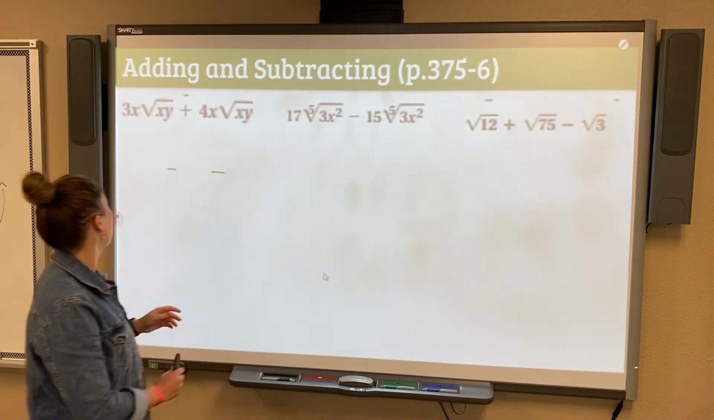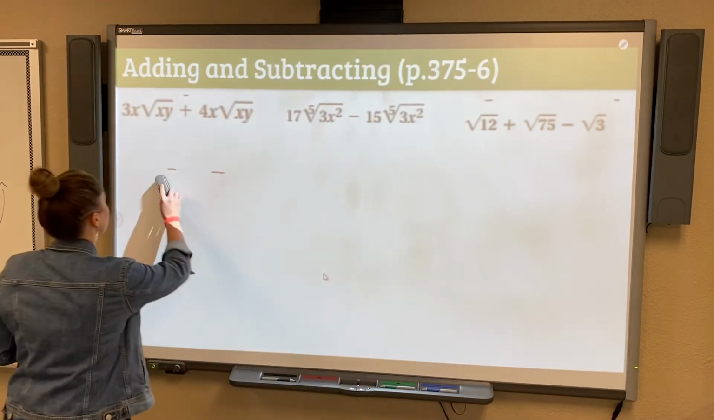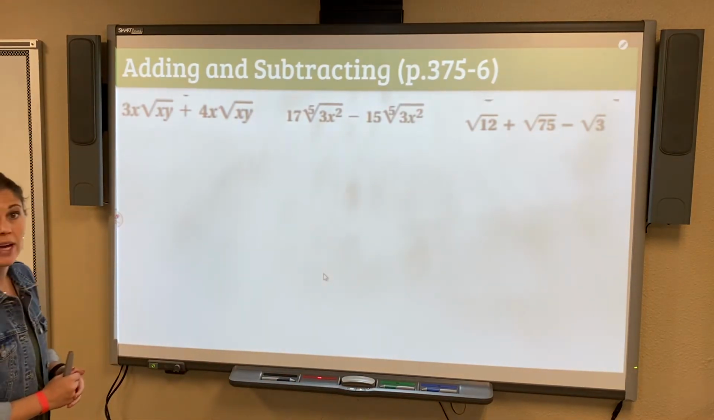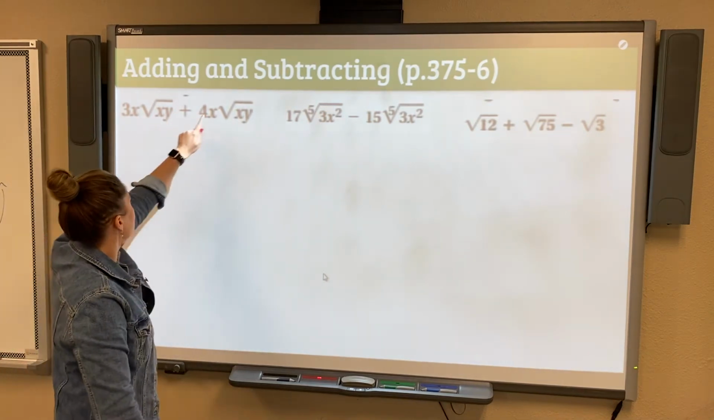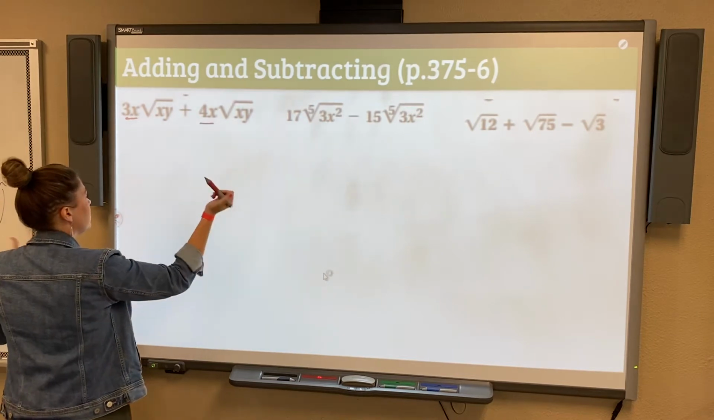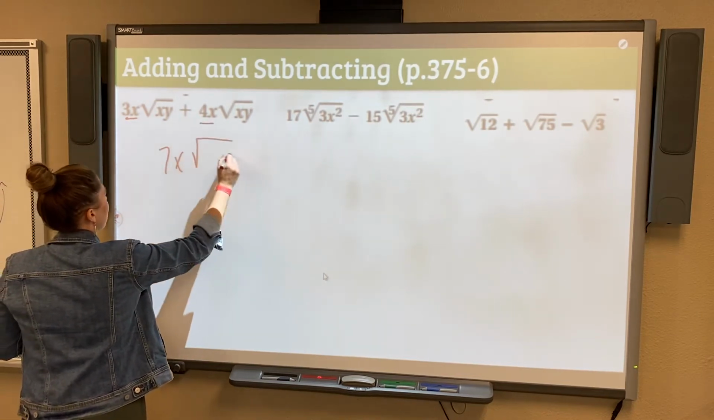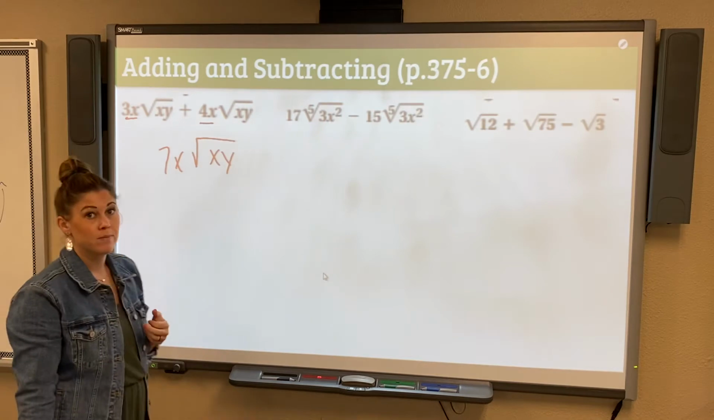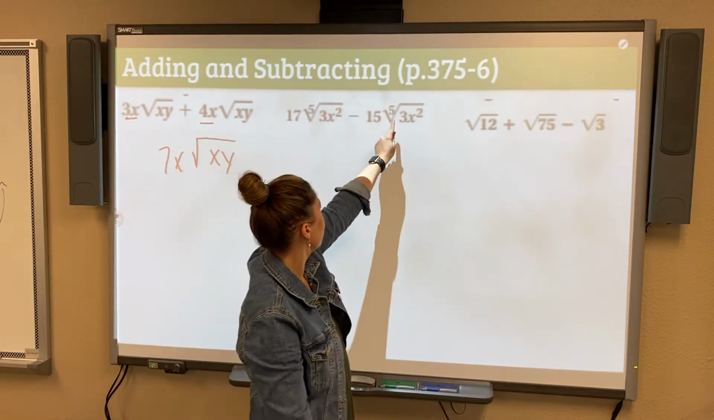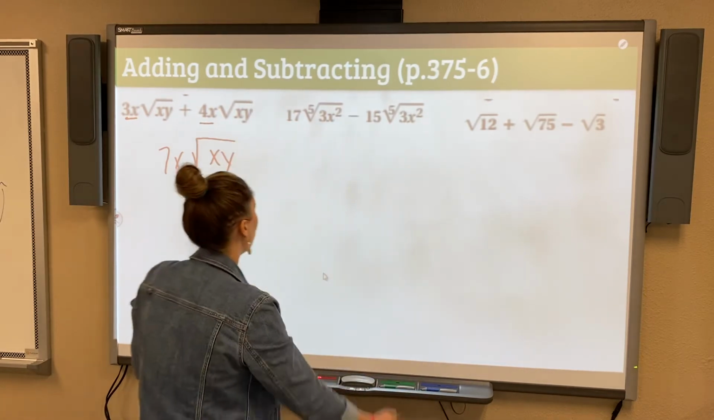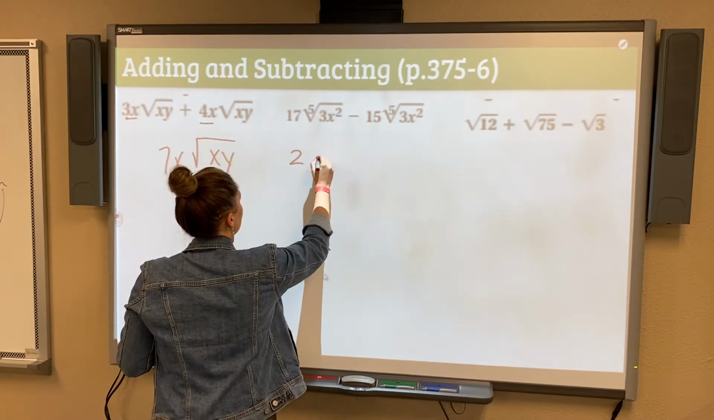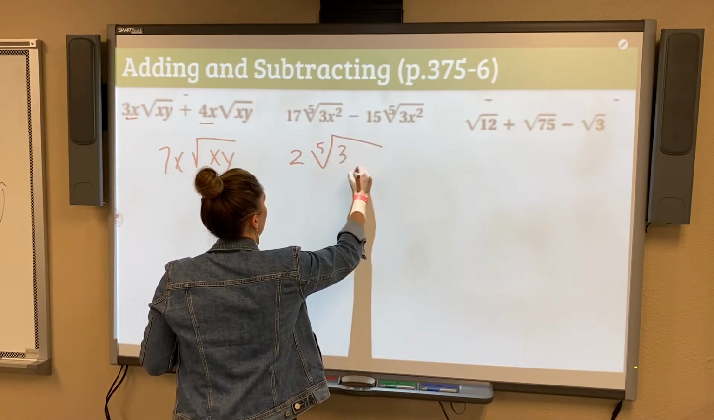Here we have 3x square root of xy plus 4x square root of xy. Check, square root of xy, square root of xy. We're good, so all we do is add 3x plus 4x, which is 7x square root of xy. Here, check, fifth root of 3x squared, fifth root of 3x squared. We're good, so we just combine. 17 minus 15 is 2, so that is 2 fifth root of 3x squared.